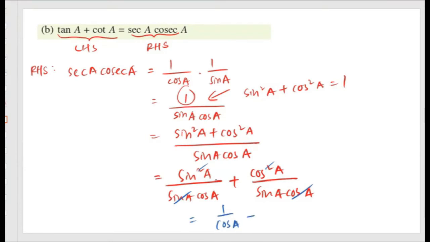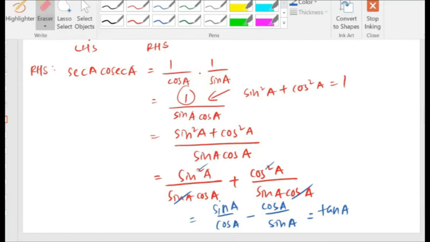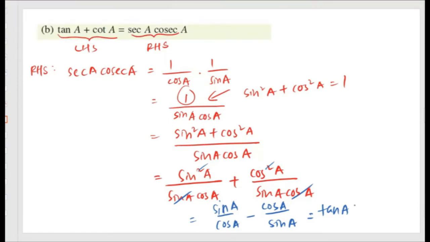Then sine A over cos A plus cos A over sine A. So sine A over cos A is tangent A, and cos A over sine A is cotangent A. So plus cotangent A. So from here you prove to the left hand side.